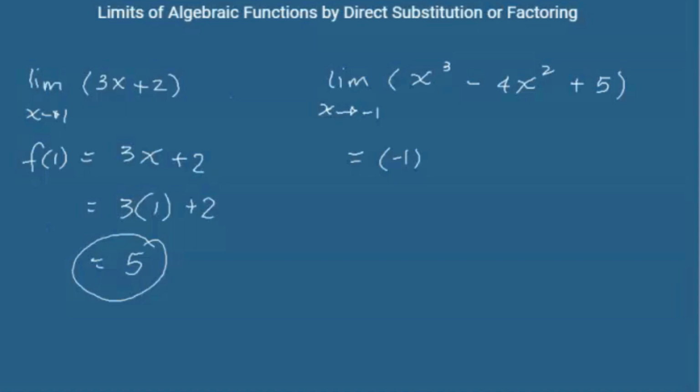So negative 1 cubed minus 4 times negative 1 squared plus 5. So negative 1 cubed is negative 1 minus negative 1 squared is positive 1 times 4 is 4 plus 5. So negative 1 minus 4 is negative 5 plus 5 is 0.